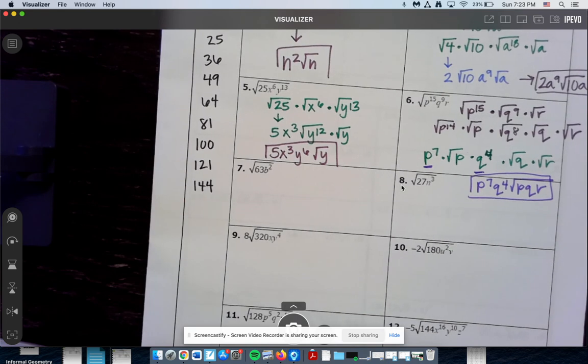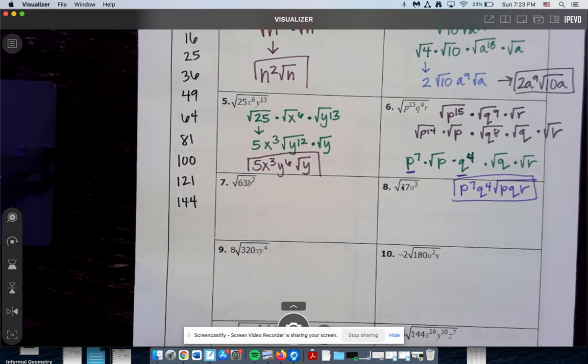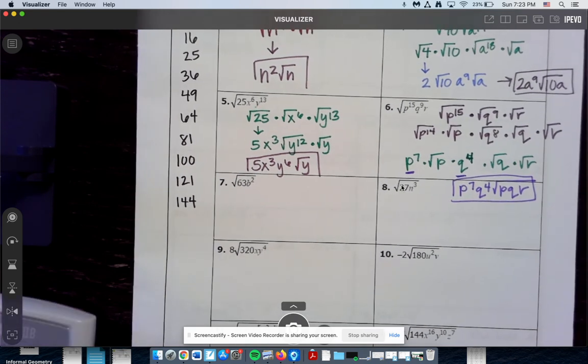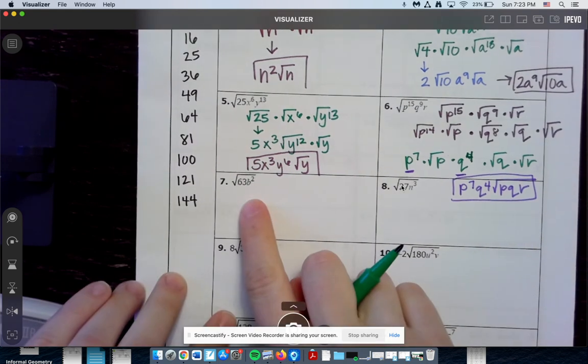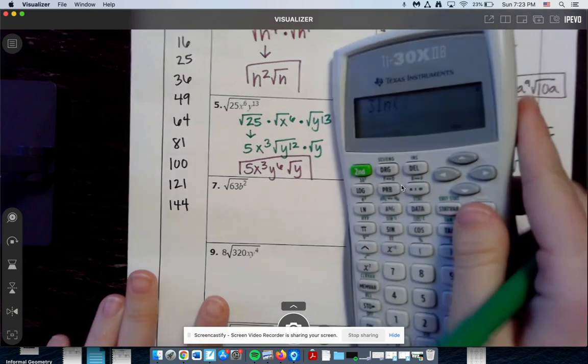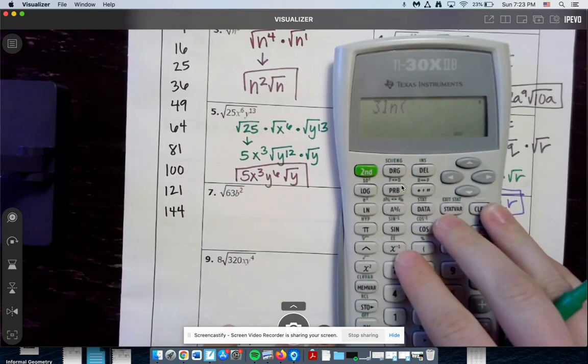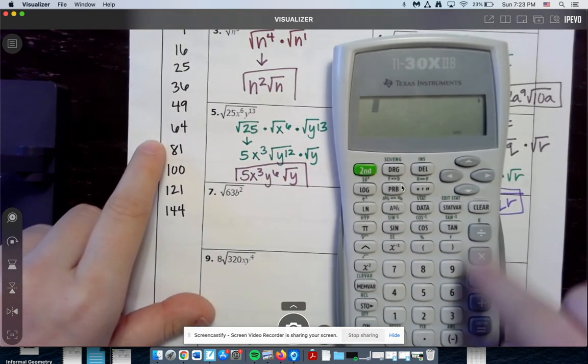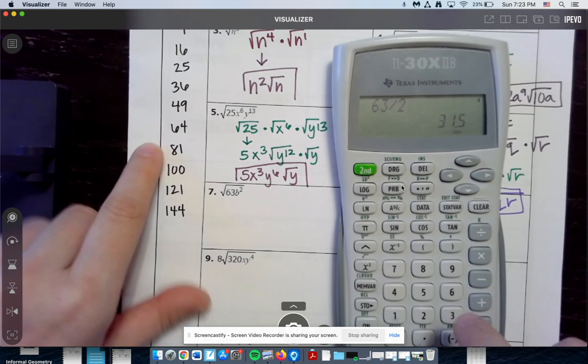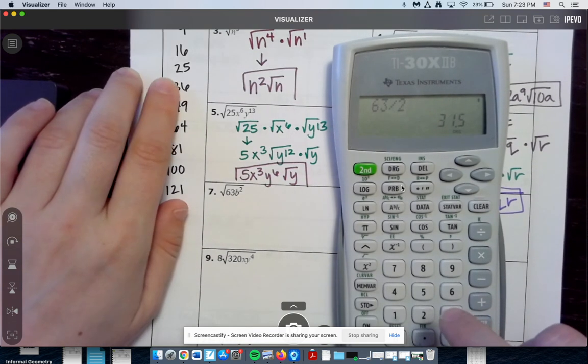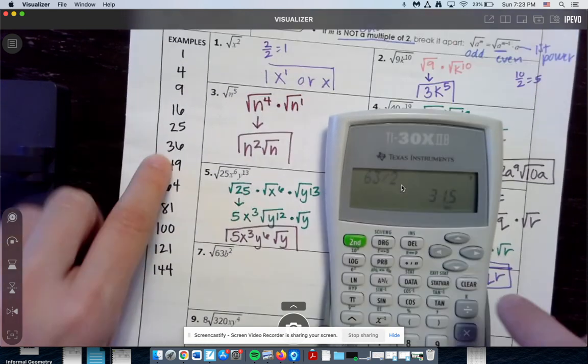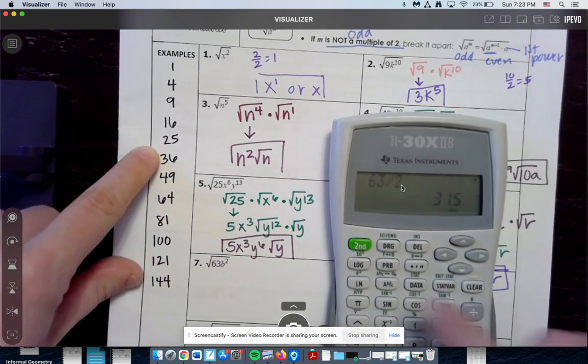Okay, we'll do 2 more. All right, let's do these next 2. So we got to break down 63. Is 63 a perfect square? It's not on our list, so we got to find out where 63 divided by 2 is. 31.5. So that falls between 25 and 36.